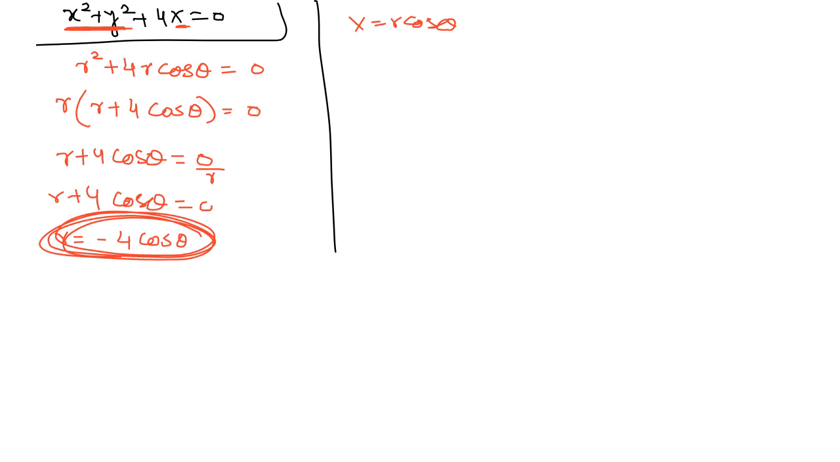Is this clear? These are simple, but from the polar form to the rectangular, it is a little tricky.